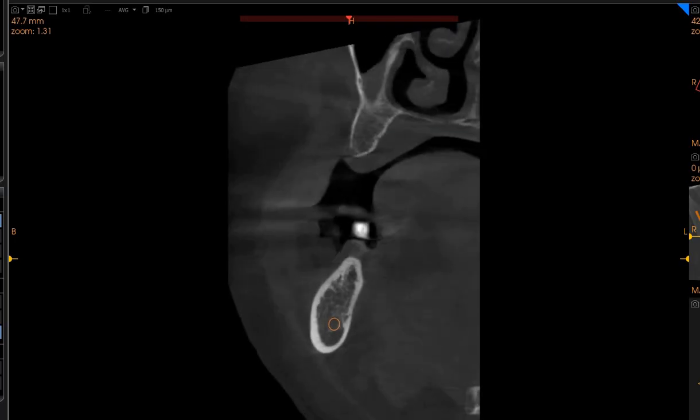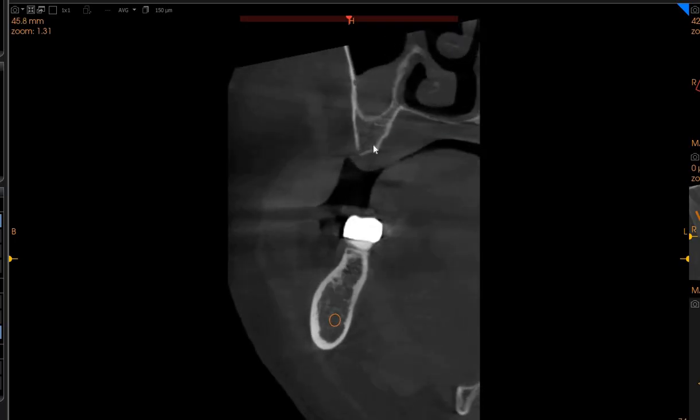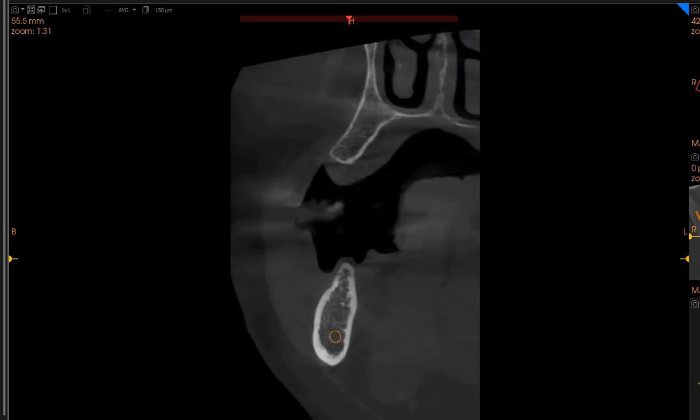Moving to the region of the 7, we've got again thin ridge, but approximately 5 millimeters of ridge width with 5.9 millimeters of height. We've got sinusitis here. If the doctor wants to do a lateral window or a sinus lift, they should be aware of it.